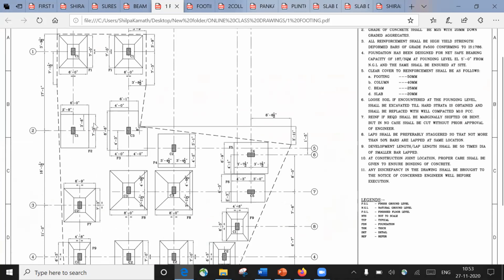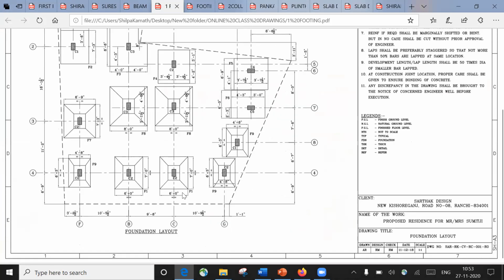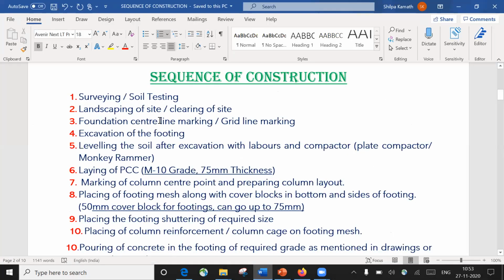So based on that, we'll do the marking of this entire footing layout. So this is the first step that we are going to do. So once this marking is done, next is foundation center line marking and grid line marking. Next is what we are going to do.